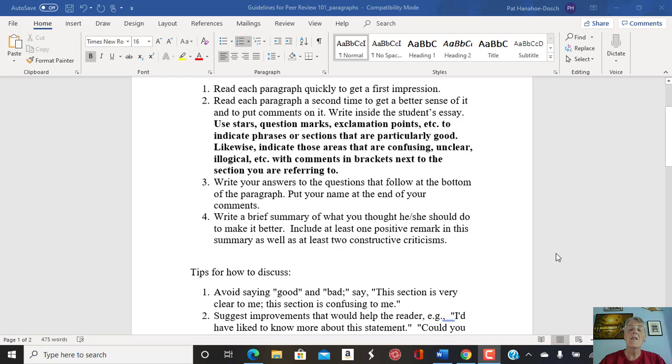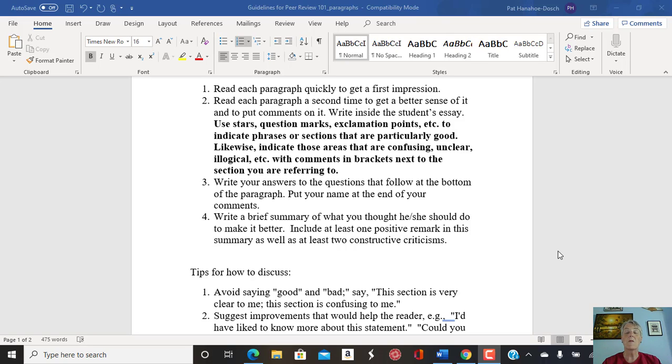Three, then write your answers to the questions that follow at the bottom of the paragraph. Put your name at the end of your comments. Four, write a brief summary of what you thought he or she should do to make it better. Include at least one positive remark in this summary, as well as at least two constructive criticisms. And this is very important. So there are really four steps here.